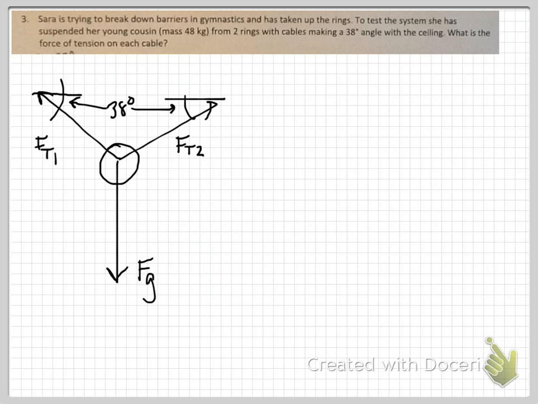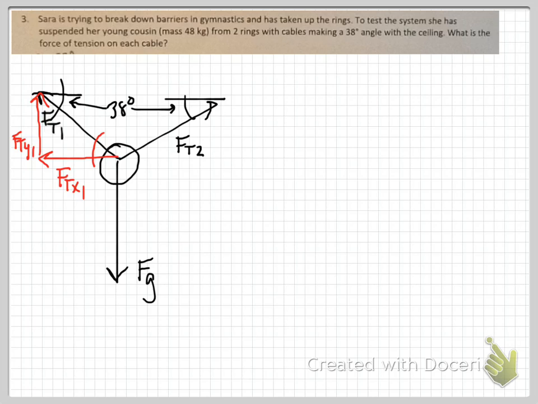So we're showing the 48-year-old young cousin suspended from the rings, and we have force of gravity directly down towards the center of the Earth, and the force of tension on each cable shown. Now, since our angle is with the ceiling, the easiest way to draw the force of tension on the X and the force of tension on the Y is out here, because it allows us to still use the 38 and not have to think too hard. And you know, not thinking too hard is a good thing. So here we see our force of tension on the X for cable 1, and here we see our force of tension on the Y for cable 1.